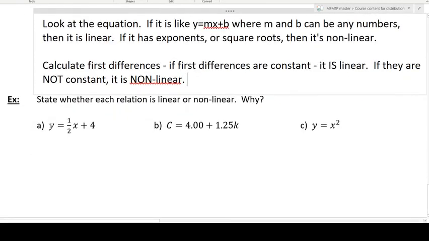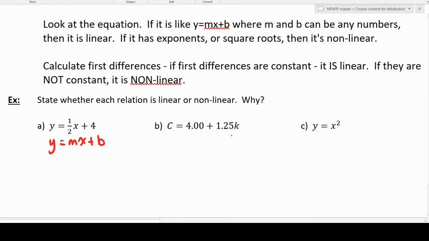So let's take a look at these examples and state whether a relation is linear or non-linear and explain why. Well, this one is linear. It is of the form y equals mx plus b, where m and b can be any numbers. And in this case, it's a half and 4, and that's just fine. This one, yes, it's linear because you have two variables, c and k, no exponents, and just some integers there as well. This one, no, it's non-linear because of the exponent on x.